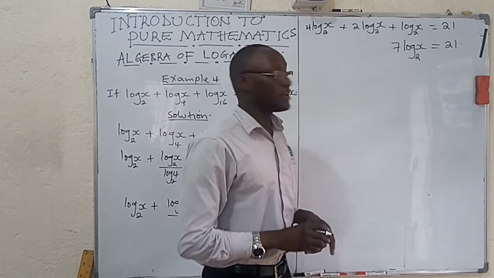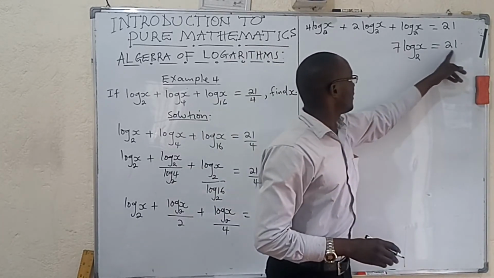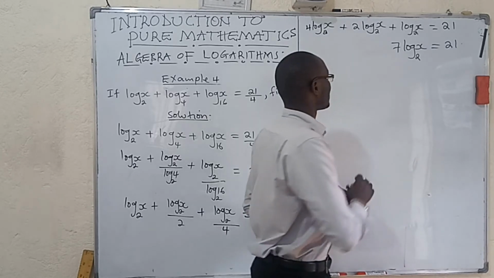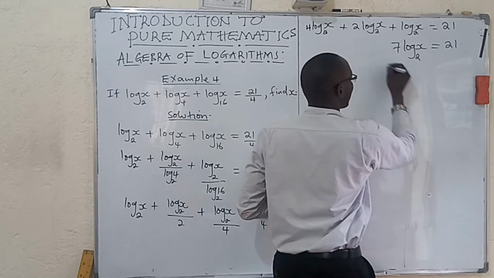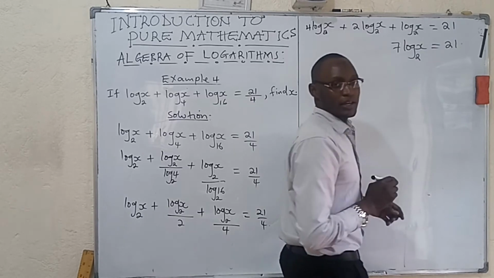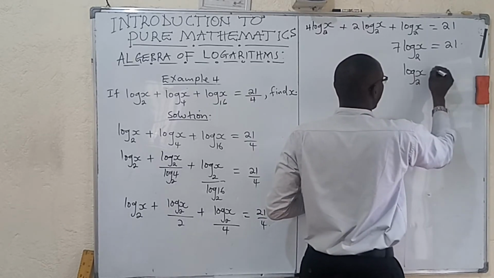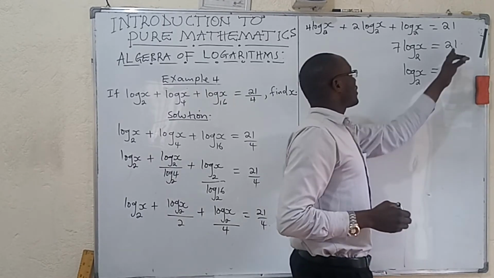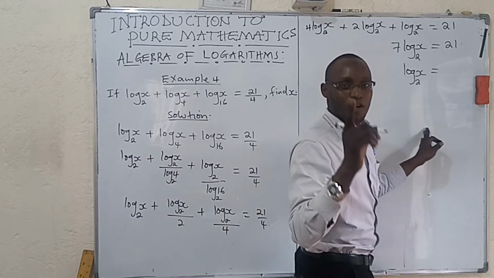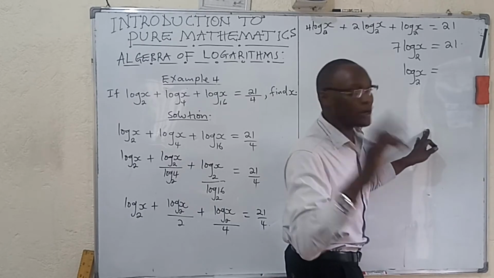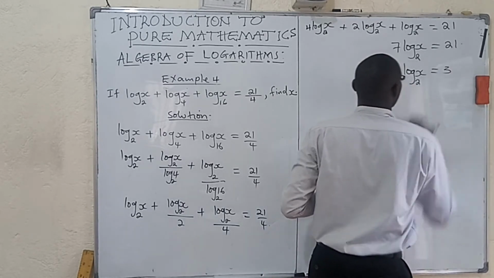Very interesting. We can divide through by 7, or you can multiply through by 1 over 7. Anything you feel like. So we shall get log base 2 of x, which is equivalent to 21 over 7. And 21 over 7 is a 3. So this is a 3.